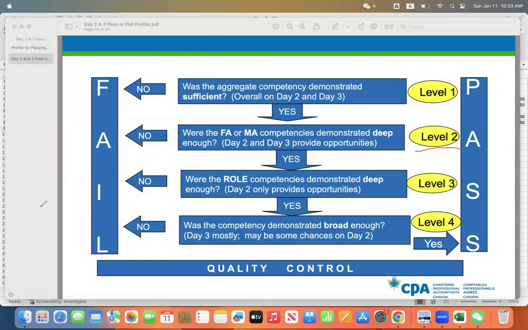And level 3, you only have an opportunity at day 2, and it is about your role. You have to get competent level at your role, and this is level 3. For level 2, you have the opportunity to pass in both day 2 and day 3, because they are also going to give you some financial reporting and management accounting assessment opportunities in day 3. But most of those opportunities are going to be in the day 2 common section. And for level 3, you only have opportunities to pass at day 2. There's no role section in day 3. You only have to pass it at day 2. Are you following me on that?